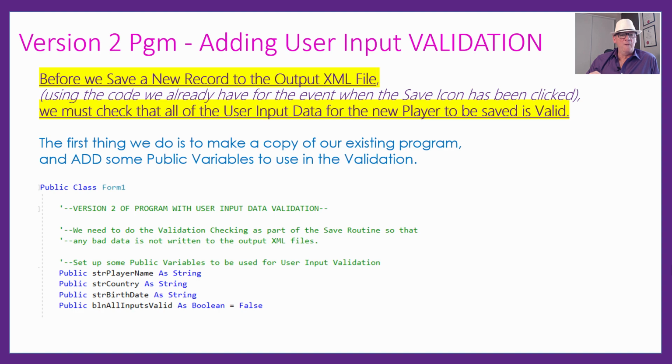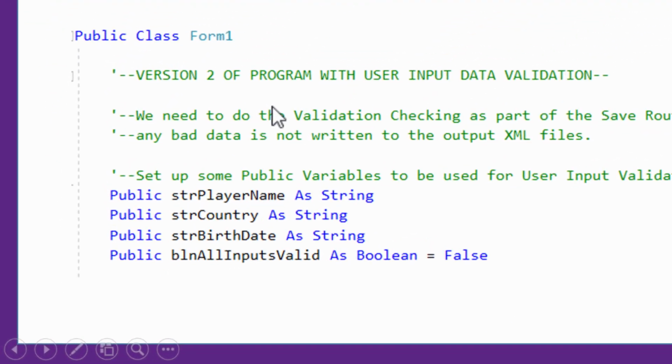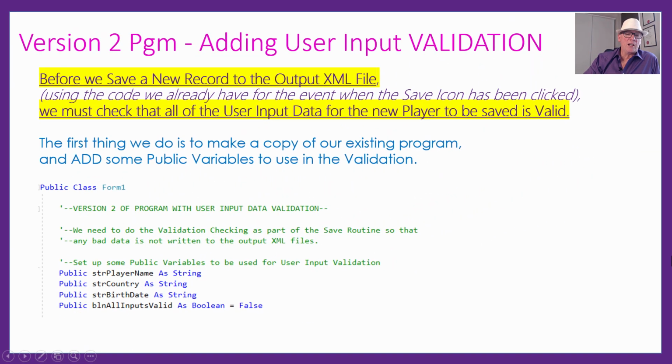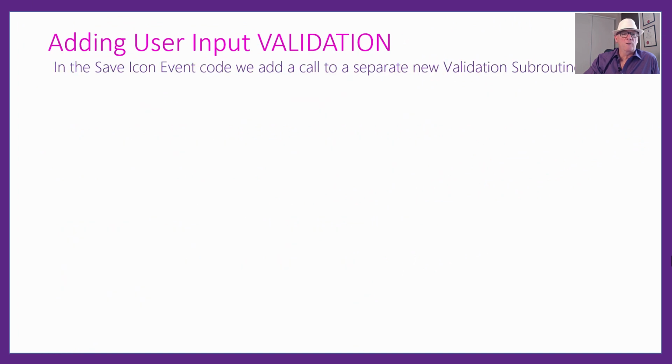Open that up in Visual Studio, and the first thing we're going to do is up the top of that program, we'll just say that it's version 2, but we're going to add some public variables here: str player name, str country, birth date, and also a Boolean one for the validation, that when we're finished validating, if all inputs are valid is true, it's going to be good. But initially we'll just suspect that something's wrong and set them to false. So that goes up the top of the program. That's the first thing we do for version 2.